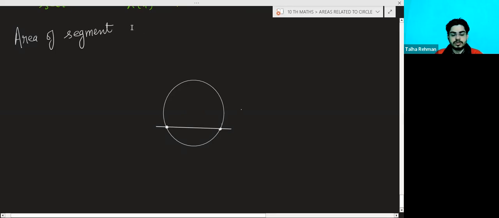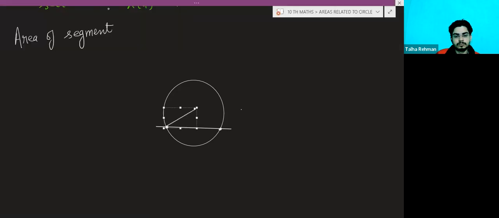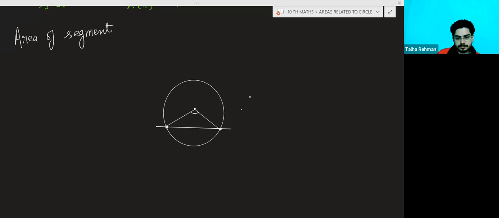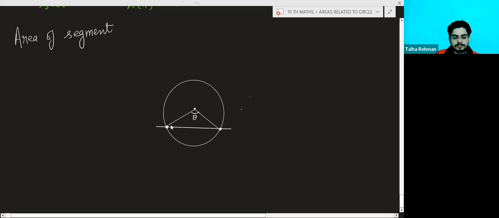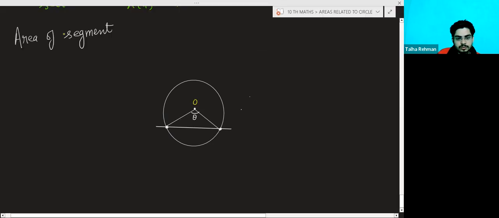So now I am joining these points to the center. This is the center. And this angle is theta. Now, what is this whole area? This whole area, you can say it will be the sector, right? Suppose this is O. This is A. And this is Y. And this is B. So this whole area O, A, Y, B is the area of this.